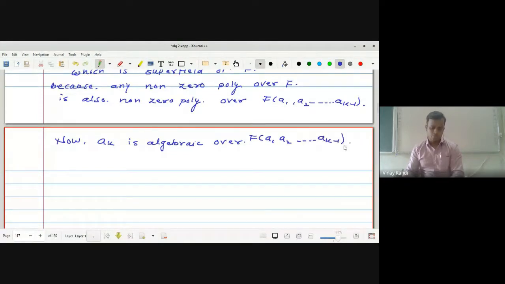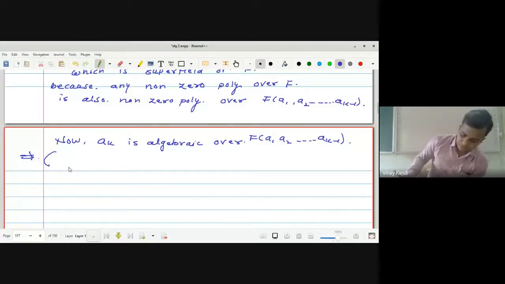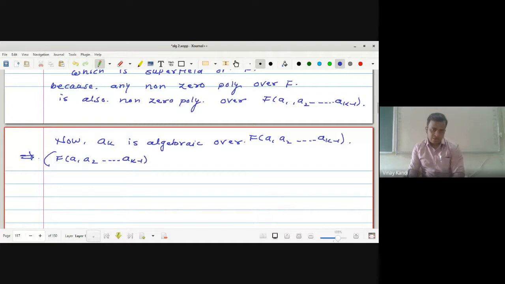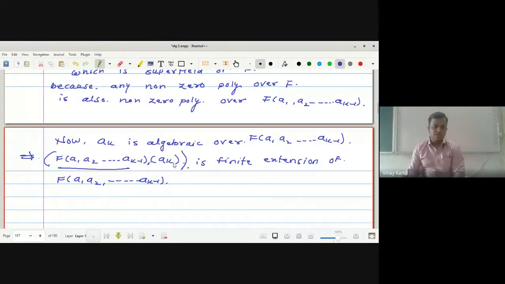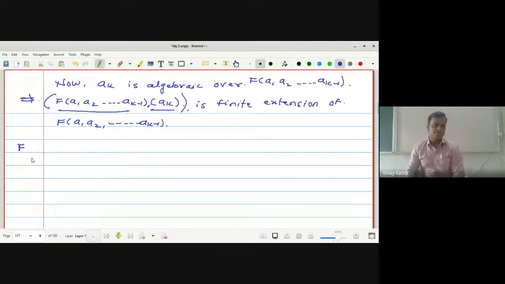So this implies F of A1, A2, up to so on, AK minus 1, with AK joined to the previous field, is a finite extension of F of A1, A2, up to so on, AK minus 1. Earlier, when F is a field and A is algebraic over F, we say F of A is a finite extension.